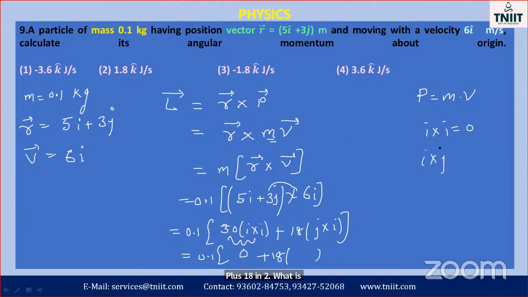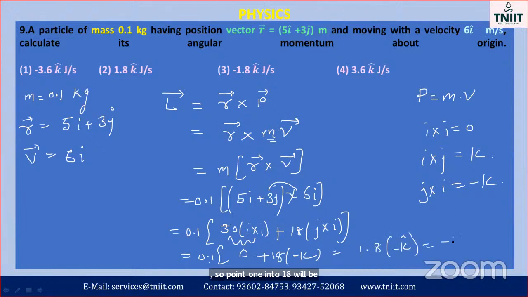You know that i cross j is what? k. i cross j is k. But here we have j cross i. Ulta, that means you will get minus k. So 0.1 into 18 will be 1.8 into minus k cap, or you can take minus 1.8 k cap. So what is the angular momentum? Minus 1.8 k cap joule per second. So you can tell which is the right option. C.